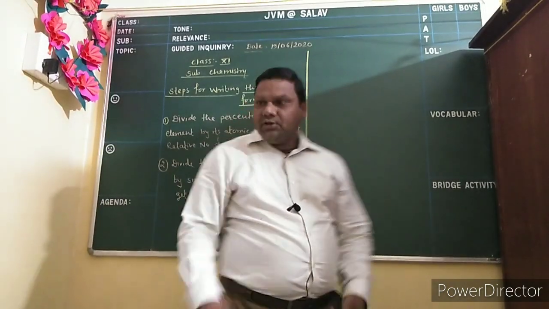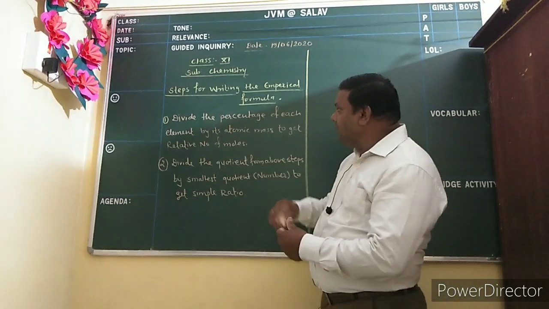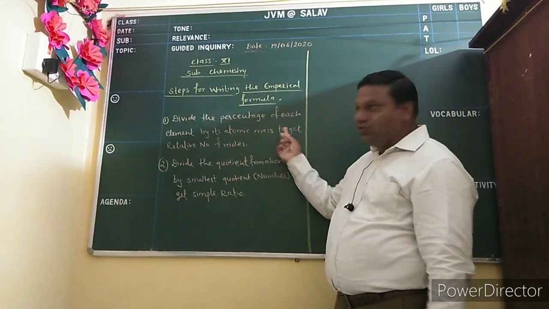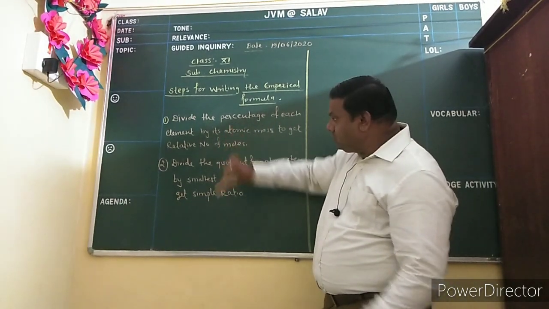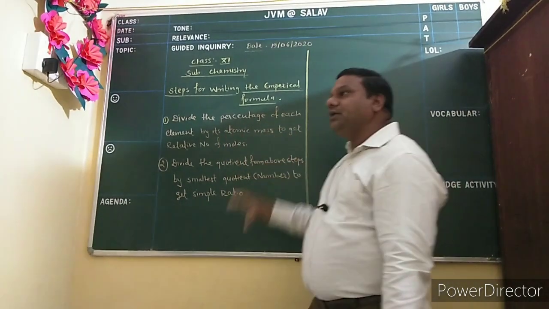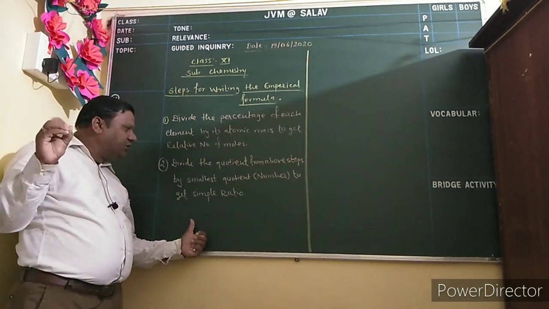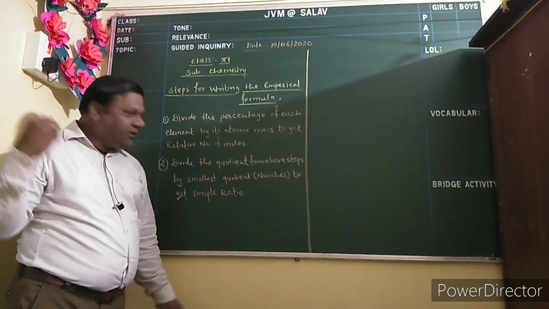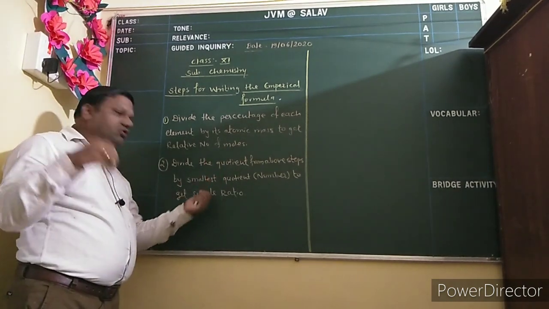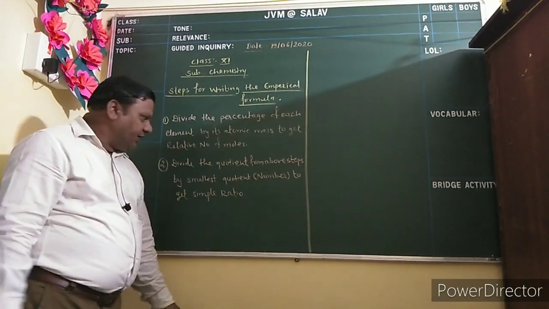Again I repeat: when the percentage of each element is divided by the atomic mass, you get some quotients. That is called the relative number of moles. Suppose there are three different quotients; out of these, take the smallest number and divide all the three or four, whatever elements are there. The smallest quotient divides all these quotients and you will get the simple ratio.